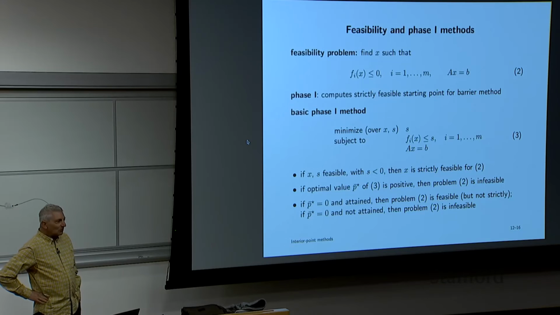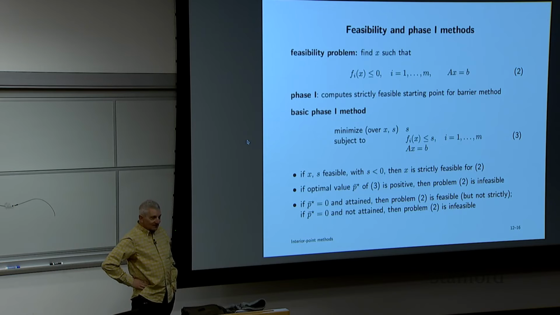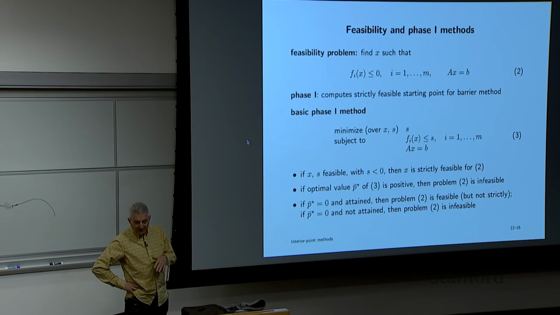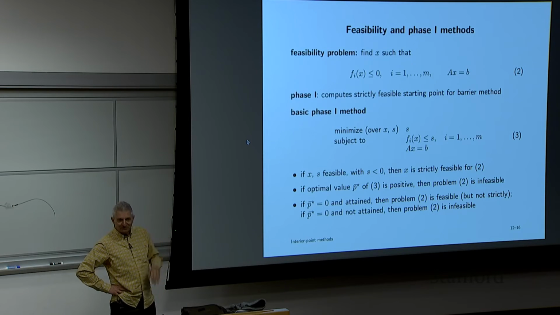Okay, so what we're going to talk about now is feasibility. Phase 1 methods required an actually strictly feasible point, right? What I will say is that the methods people actually use do phase 1 and phase 2 all together and all that kind of stuff.